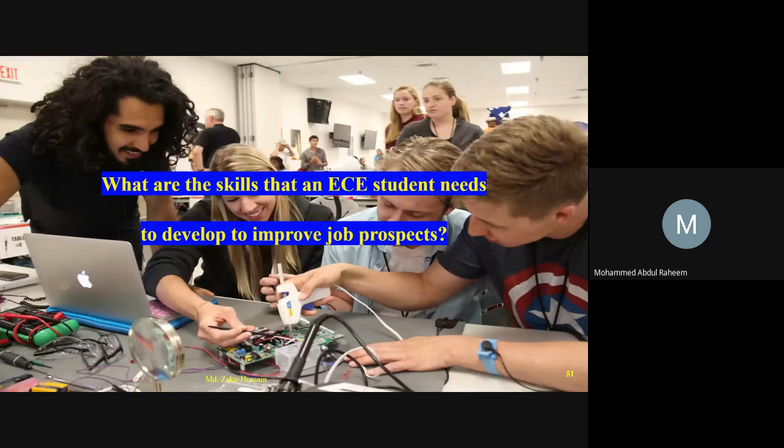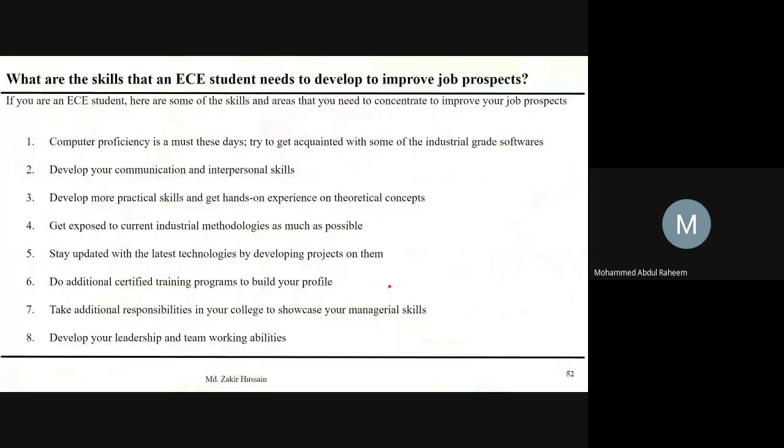What are the skills that an EC student needs to develop to improve job prospects? Yes, on one side, without electronics, there is no other engineering. But on the other side, if you don't develop this skill set, then you are really not going to contribute. So what are the skill sets that EC students need to take care of?